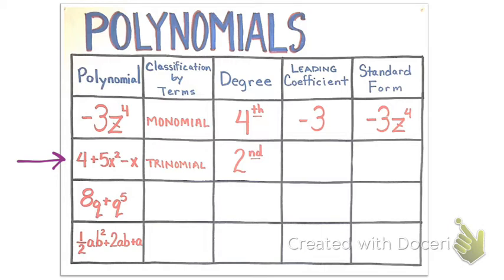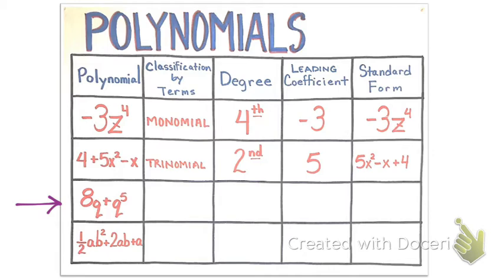If we want to write the trinomial in standard form, we start with the largest exponent first. So the first term we'll write down is 5x squared. The next term that we'll write down is negative x to the first. And the last term we'll write down is the 4, which technically is 4x to the 0. So that is our equation in standard form. And our leading coefficient, we look at the first term when it's in standard form, and that is our leading coefficient. Our leading coefficient is the coefficient 5 on the first term.